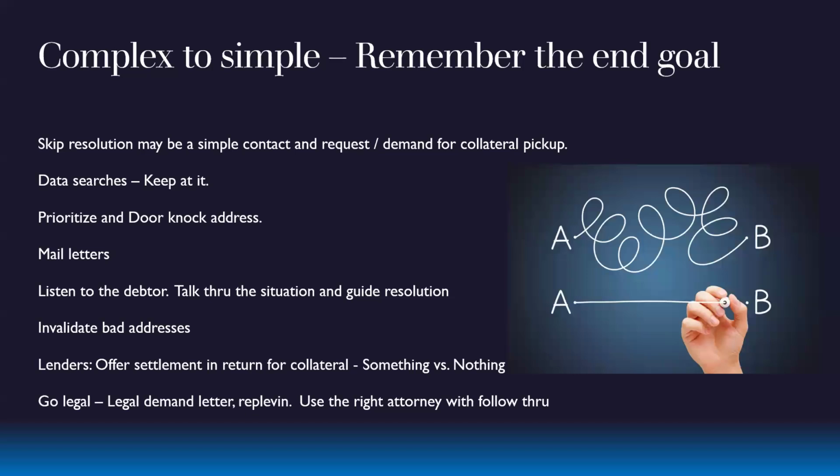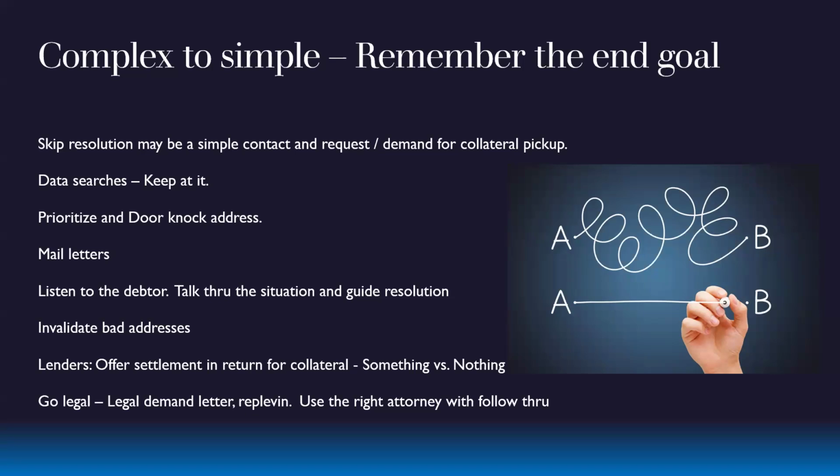Prioritize your door knocks and addresses as agents when we're out in the field. Prioritize the best possible addresses. That goes without saying. Lien holders, make sure you're still mailing letters. As old fashioned as that sounds, people still do put in forwarding addresses. So when you mail the letters, keep an eye out for any forwarding mail that gets returned.